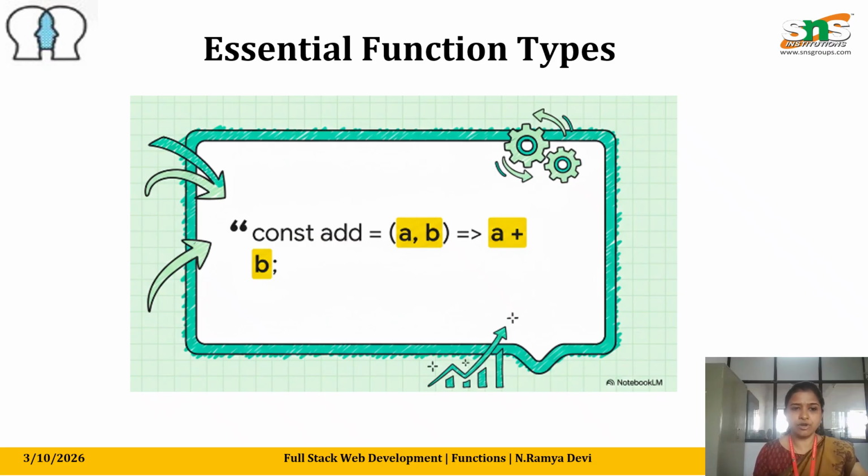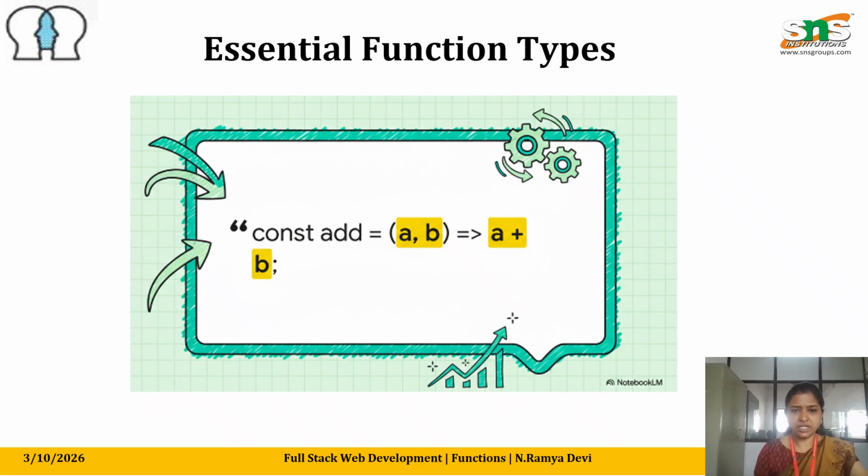And this is an example of an arrow function, which was introduced in ES6 to provide a shorter syntax. Here there is a constant keyword, const, and then add as the function name. Here we have two parameters called a and b, which adds the two numbers and returns the result. Arrow functions are commonly used in modern JavaScript frameworks like React.